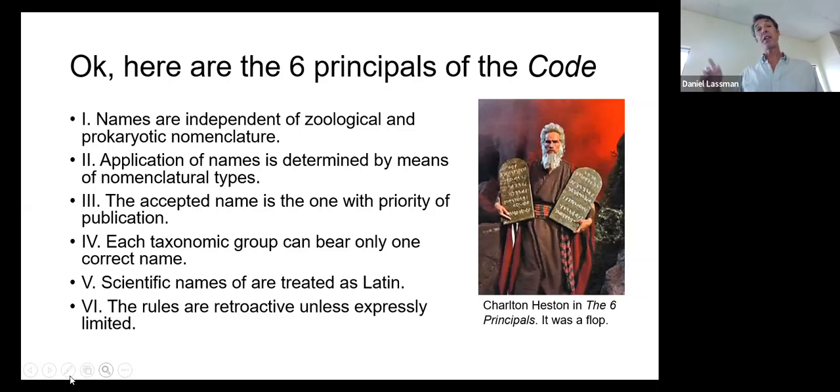And each taxonomic group can bear only one name, with a few exceptions. Sorry, there are five families that have two perfectly acceptable names: legumes, sunflowers, grasses, crucifers, and mints. But everything else in the whole botanical world has only one accepted name. And finally, the rules are retroactive.